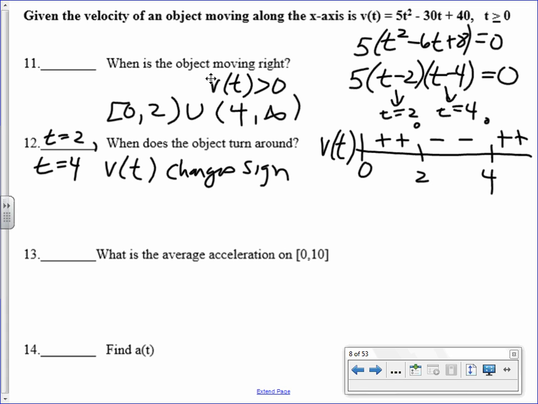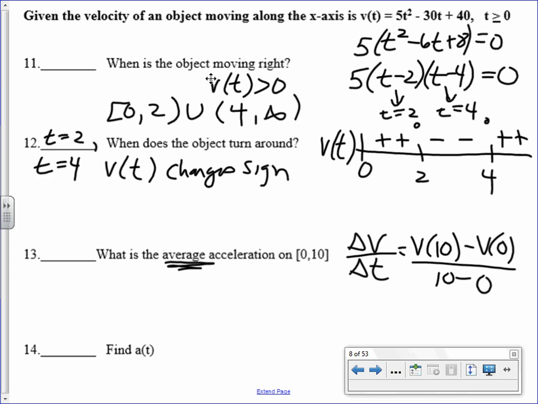Average acceleration. For average acceleration, we're always going to use the deltas, right? Acceleration is change in velocity over change in time. So it's v of 10 minus v of 0 over 10 minus 0. Okay, I think I remember these numbers. You plug 10 in there, you get 240 minus v of 0, that's 40, over 10. 200 over 10 is 20. So the average acceleration would be 20. And we're not talking about units here. We're going to get into that soon.